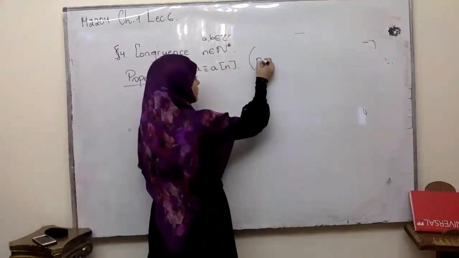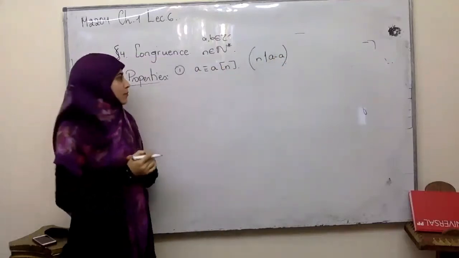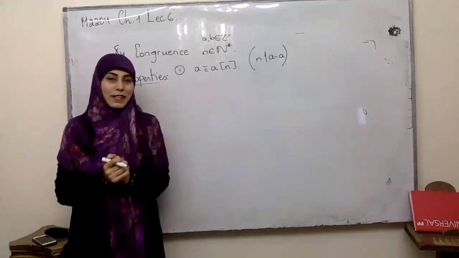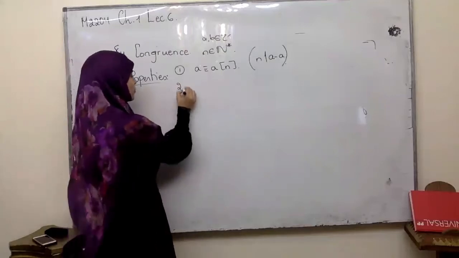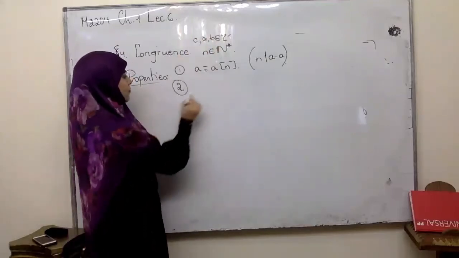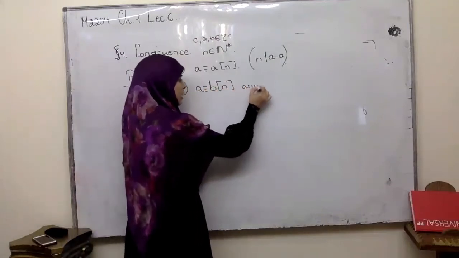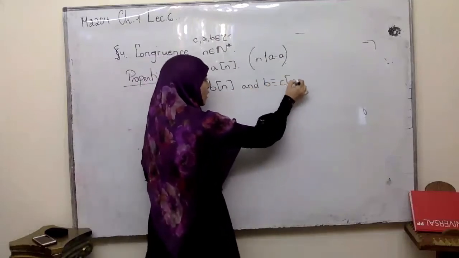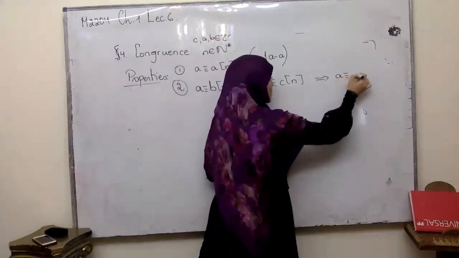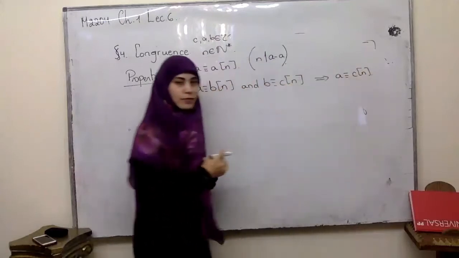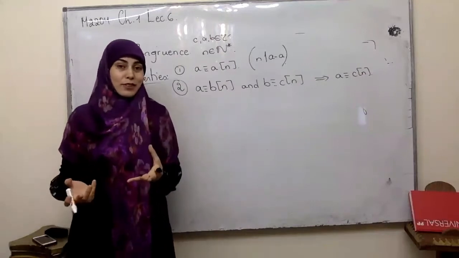ليش؟ لأنه N divides 0 اللي هو A minus A. Okay? وكأنه the congruence is reflexive. For every A in Z, we have A is congruent to A modulo N. 2. رح آخد كمان C. If A is congruent to B modulo N and B is congruent to C modulo N, then this implies that A is congruent to C modulo N. شو رأيكم بهالproperty؟ كأنه عم نقول the congruence is a transitive relation.